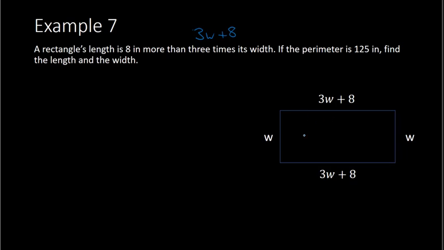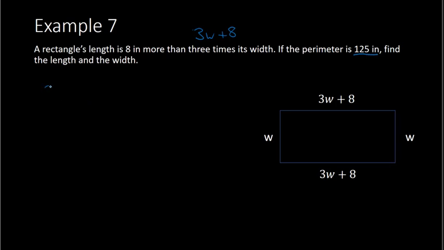So this here is my picture. It's always helpful to draw a picture, that way we can see what is going on. And then from here it says to find the length and the width. So we need to then use this to find that information. So it says the perimeter is 125 inches. Perimeter means the distance all the way around. So if I add all these numbers together, that gives me the perimeter.